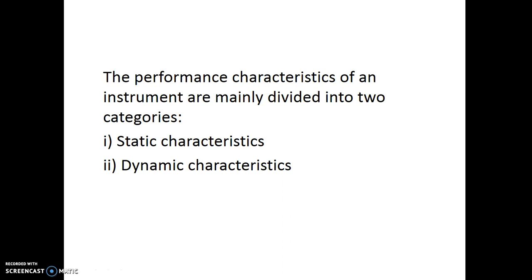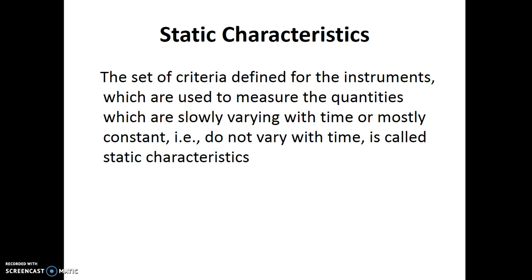The performance characteristics of an instrument are mainly divided into two categories: static and dynamic characteristics. Static characteristics: the set of criteria defined for the instruments which are used to measure the quantities which are slowly varying with time or mostly constant, that is, do not vary with time, is called static characteristics.